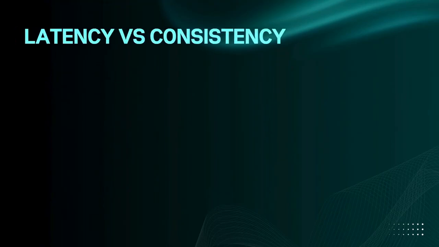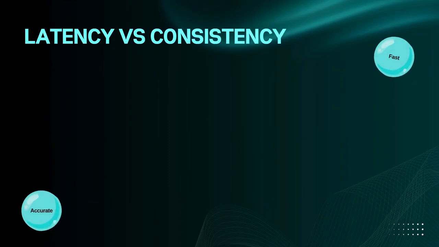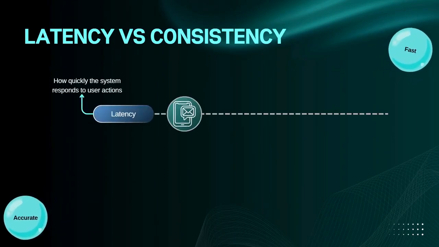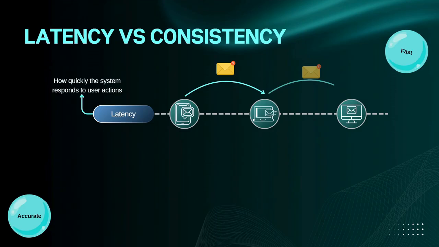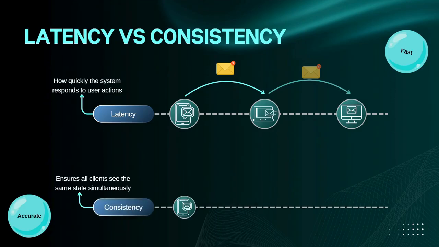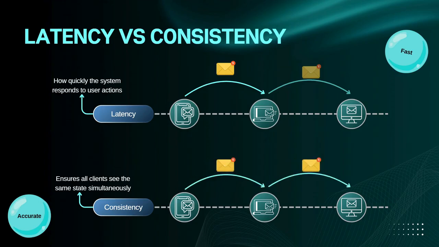Another trade-off is latency versus consistency. Latency is how fast the system responds to user actions, while consistency ensures all clients see the same data at the same time. High consistency often increases latency because updates must be confirmed across multiple nodes. Low latency allows immediate responses. Some clients might temporarily see stale data.